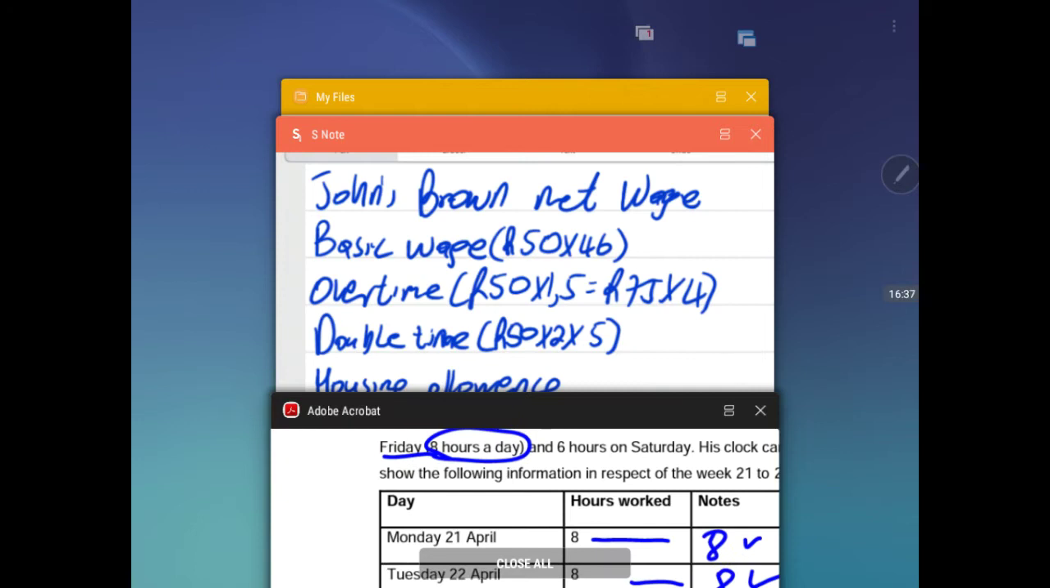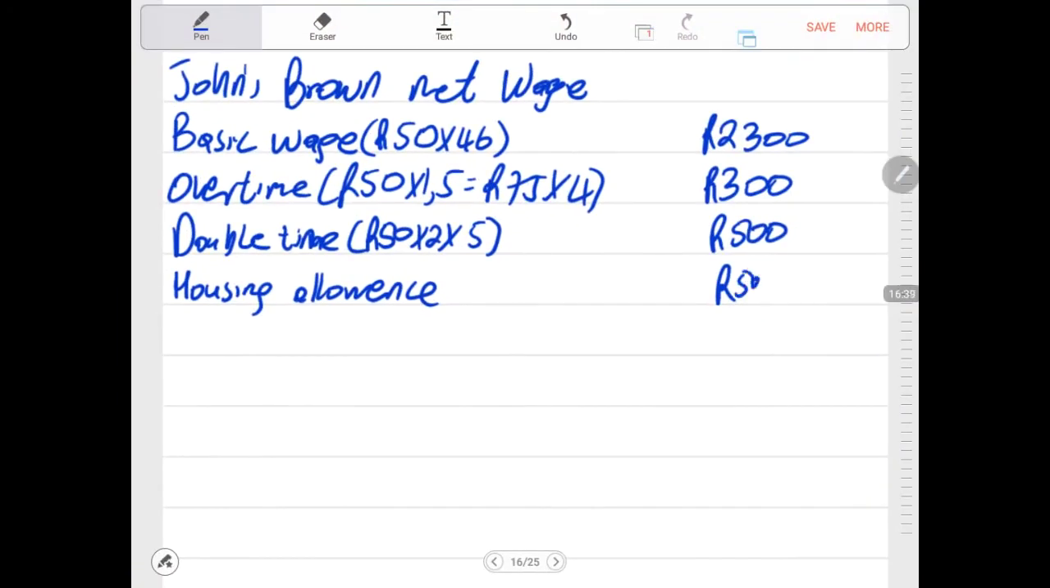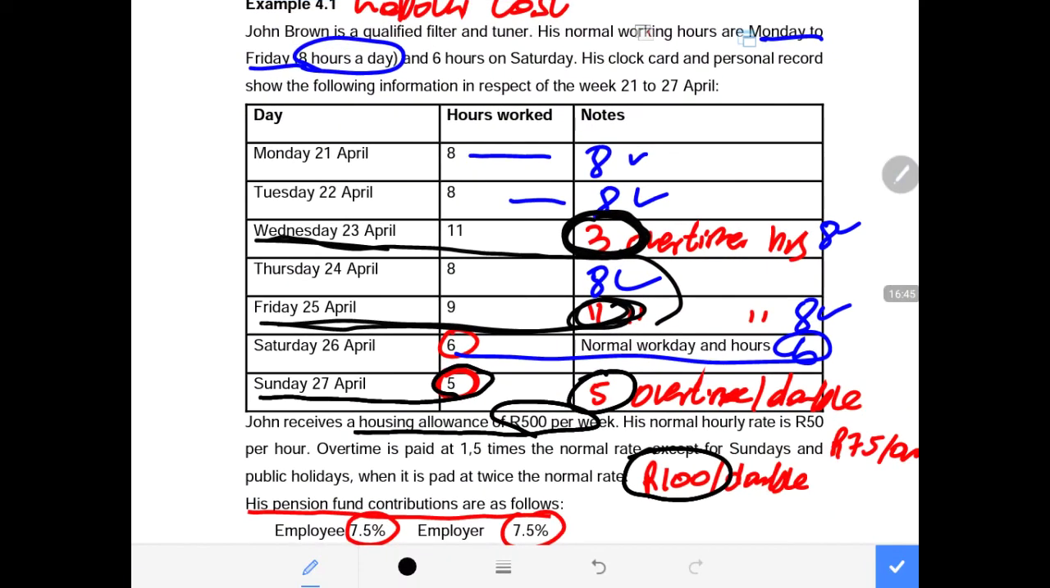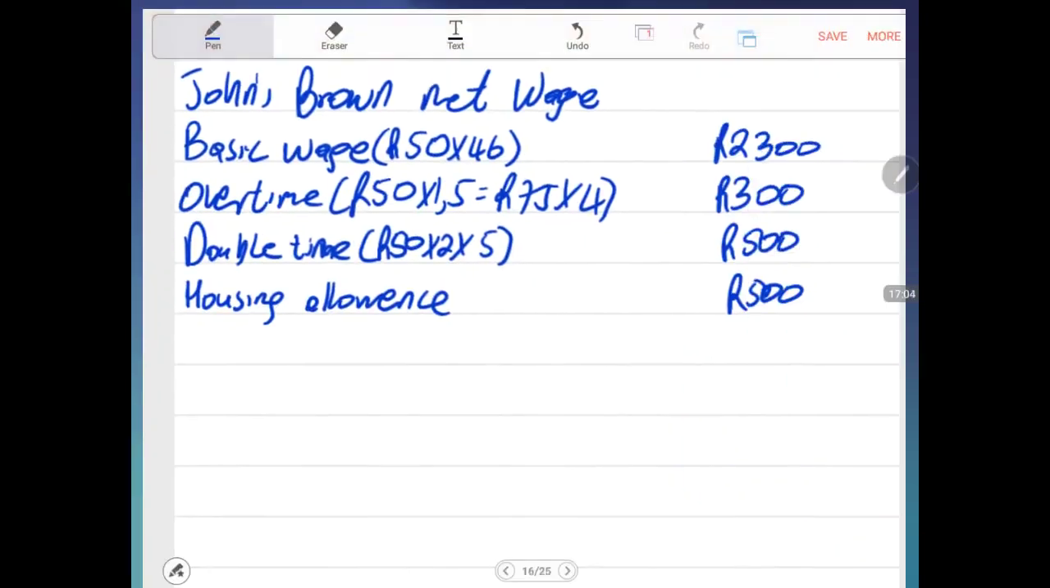So housing allowance is an amount of 500 rands. The housing allowance of 500 rands should be specified as per week, because if it was per month, we would have to be told that this month has 4 weeks. Then we would divide the allowance for the month by the number of weeks in a month, and we get the housing allowance for only 1 week. So now we continue with that.